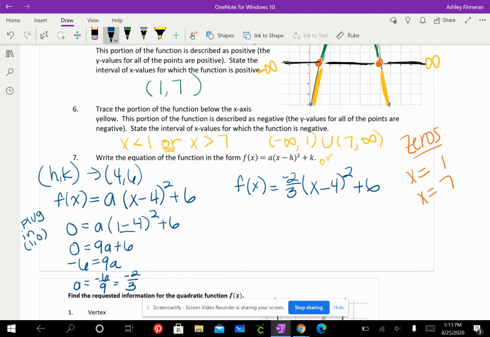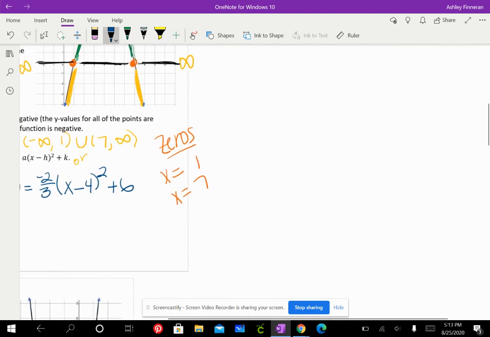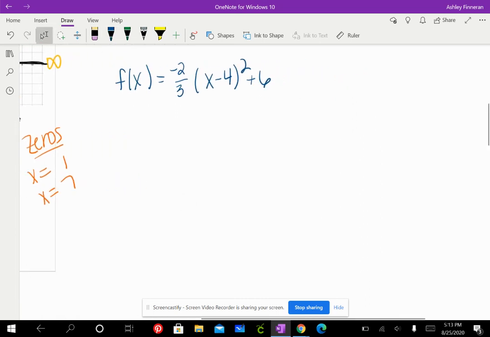Now, although it's not asked for in this question, I want to show you how to expand that. So let's rewrite that: negative 2/3 times x minus 4 squared plus 6. I asked you to write it in standard form. So standard form, we know, is y equals ax squared plus bx plus c.